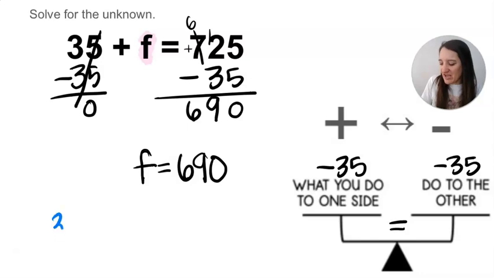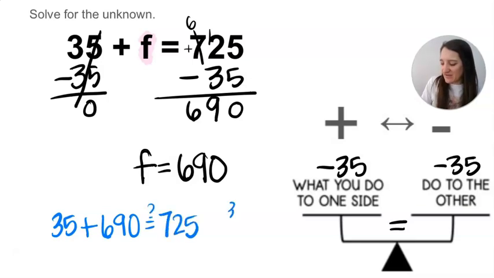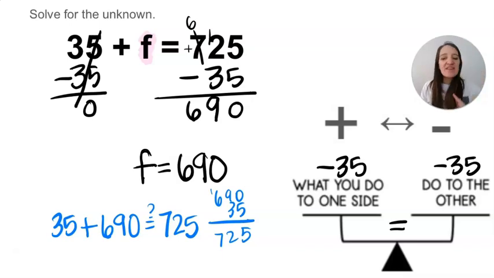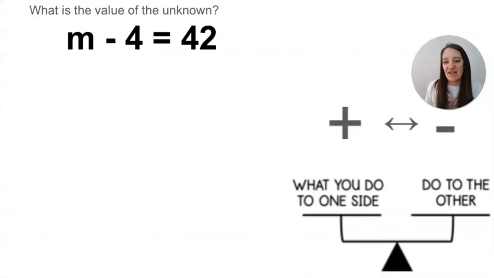So here's my check. 35 plus 690. Does that equal 725? 35 plus 690. Oops, I better make sure that I line up my decimals. And I get 9, 10, 11, 12, 725. Yep, and that's what I needed to get to. Okay, so I checked it. I'm good. F, the unknown value, is 690.